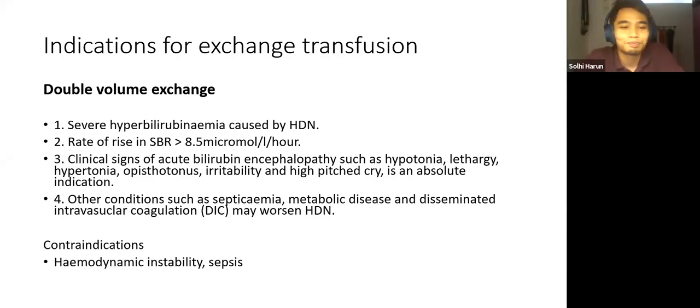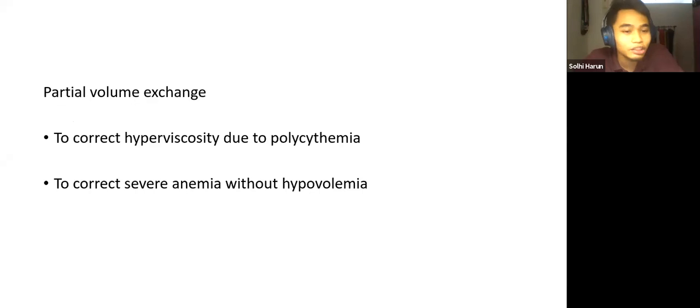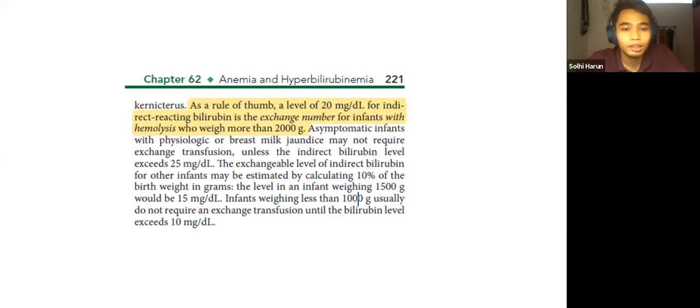So next is partial volume exchange. We mainly do this to correct hyperviscosity due to polycythemia and to correct severe anemia, but without hypovolemia lah. So as a rule of thumb, this is according to Nelson's Essential Pediatrics: a level of 20 milligram per deciliter for indirect reactive bilirubin is the exchange number for infants with hemolysis who weigh more than 2 kg.